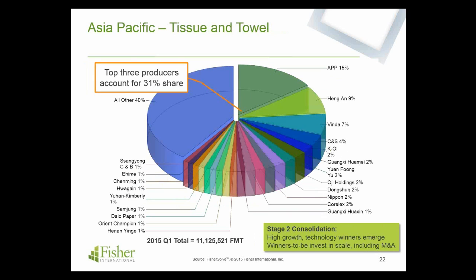For tissue and towel, again, 31% is accounted for by the top 3 shareholders, which puts it in stage 2. Considered a high growth market. Again, the tonnage is relatively low compared to containerboard or printing and writing grades, but the number of mills and machines is increasing. So if we look at the number of machines being built out, we're certainly starting to see the winners invest in more plants, building up more machines.